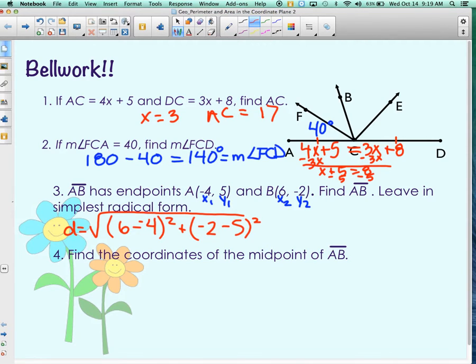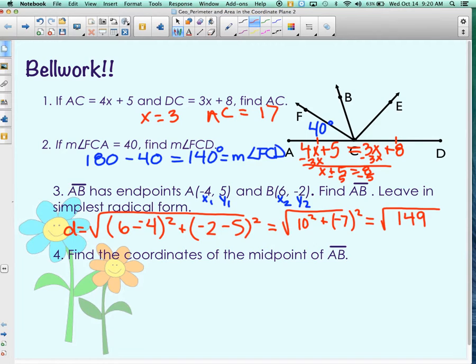Do what's in the parentheses first. What's 6 minus -4? Positive 10. And -2 minus 5 is -7. 10 squared is 100, and -7 squared is positive 49. So we have the radical of 100 plus 49. Is that simplest radical form?